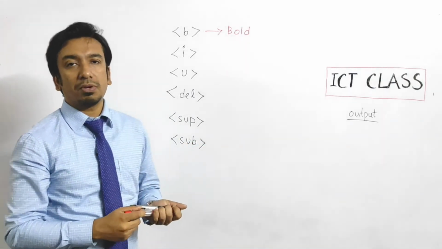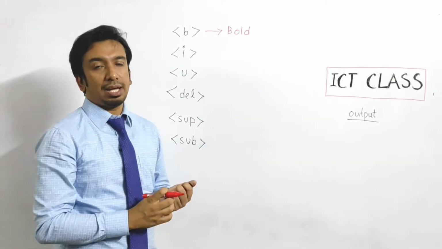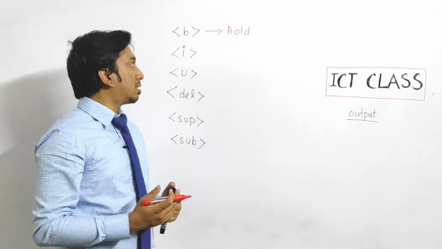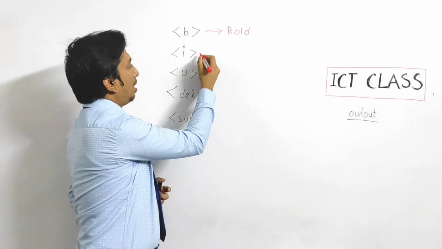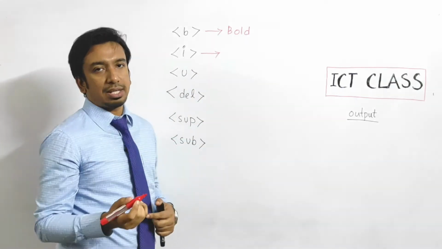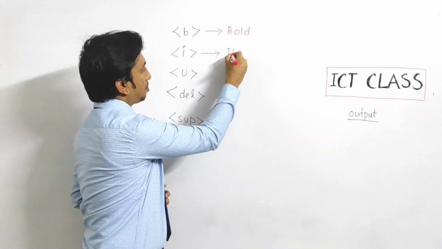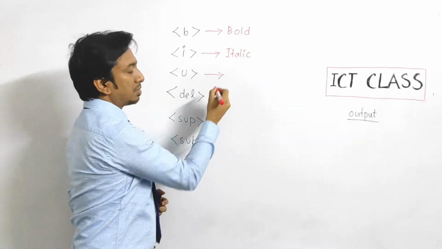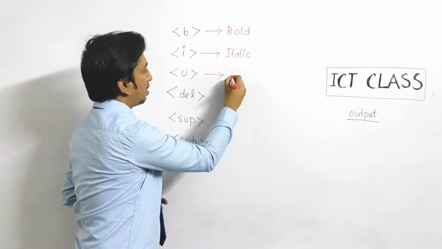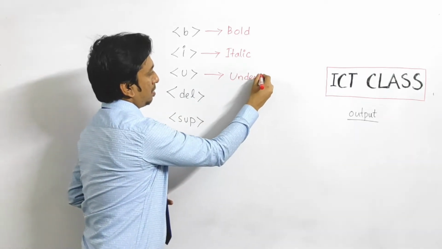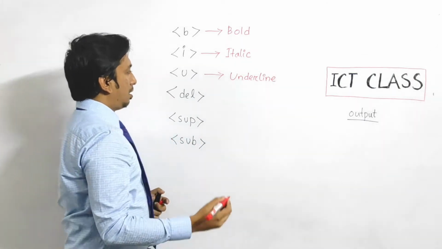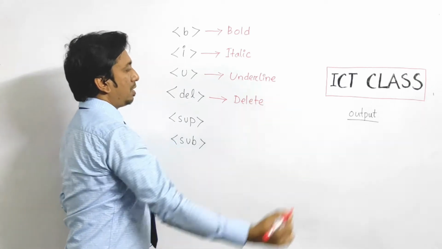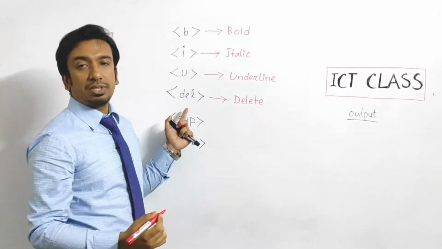Here you can see different types of formatting tags. The first one is the B tag. We use the B tag for bold. When we want to bold any text, we need this type of tag. The second one is the I tag, I for italic. The third one is the U tag, U for underline. The fourth one is delete. When you need to delete any text, use this del tag.